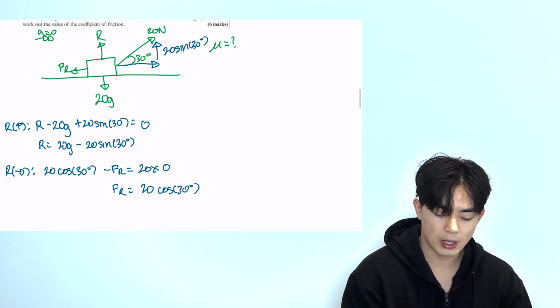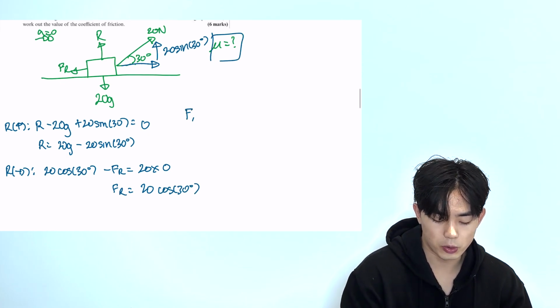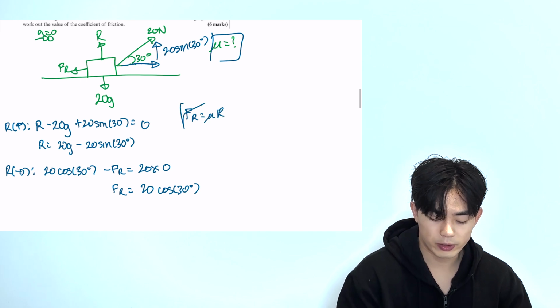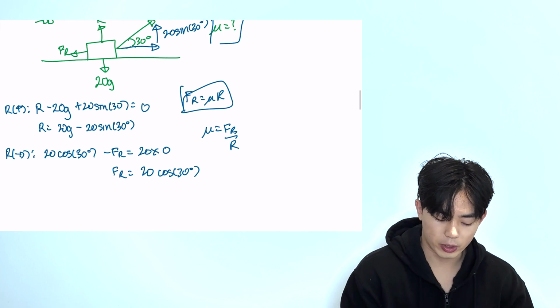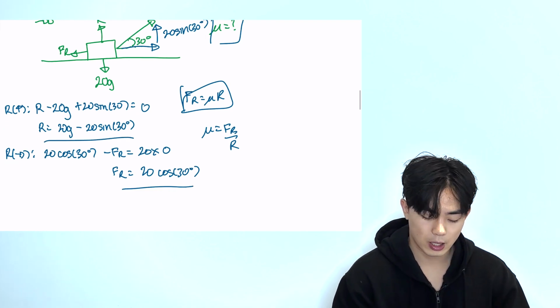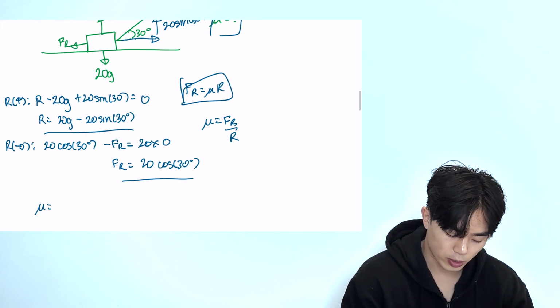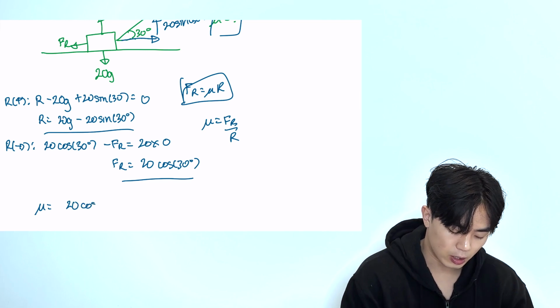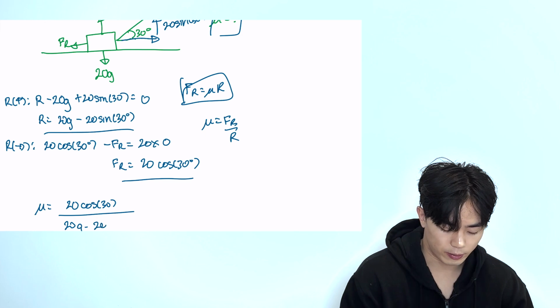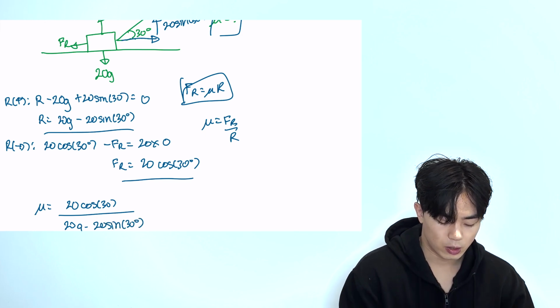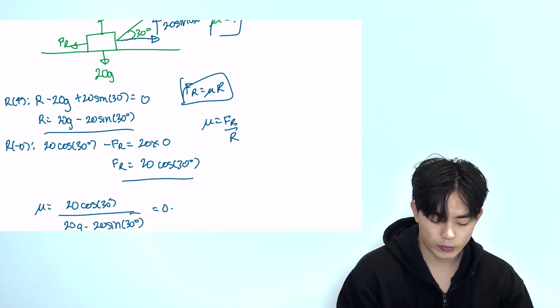Right, we're trying to find mu, and we know the equation that friction is equal to mu times R, right? Which I can rearrange to get mu is equal to friction divided by R. And we've got friction here and we've got R here, so I just have to divide it. So mu would therefore be friction, which is 20 cos 30 divided by 20g minus 20 sine 30, like this, which would give me 0.09.